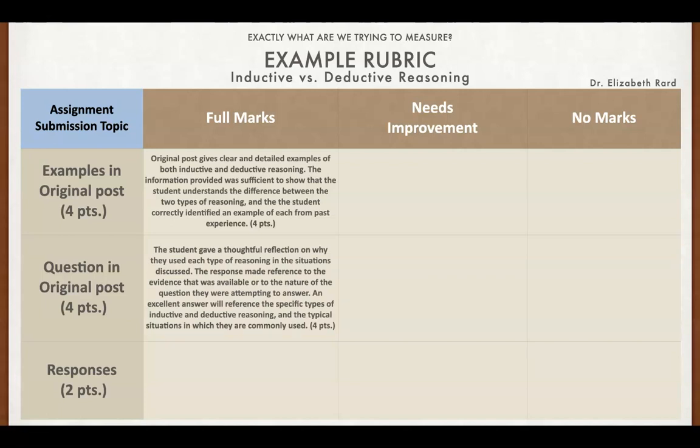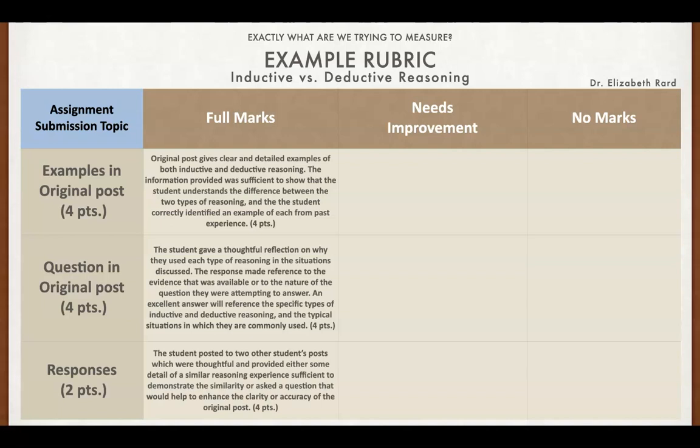For the question in the original post, the student gave a thoughtful reflection on why they used each type of reasoning in the situations discussed. The response made reference to the evidence that was available or to the nature of the question they were attempting to answer. An excellent answer will reference the specific types of inductive and deductive reasoning and the typical situations in which they are commonly used. Again, an excellent description of what you would be looking for as an answer to that question that she posed.